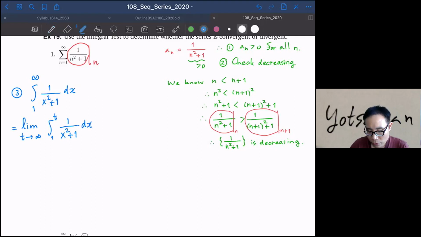Let me recall what I did. This is Calculus 1: when you deal with an integral from 1 to infinity like this, you change it into the integral from 1 to t, and you take t to infinity. This is the definition. It's not a trick, it's the definition of this improper integral. So this is called an improper integral.